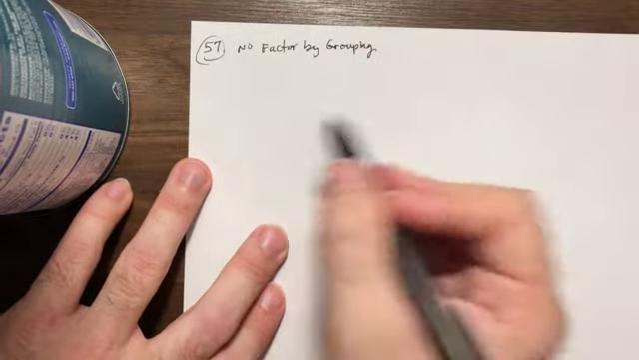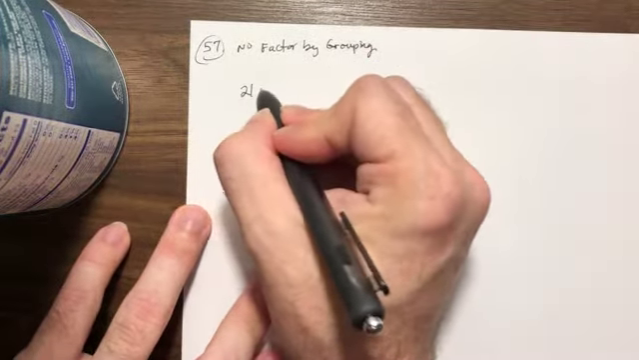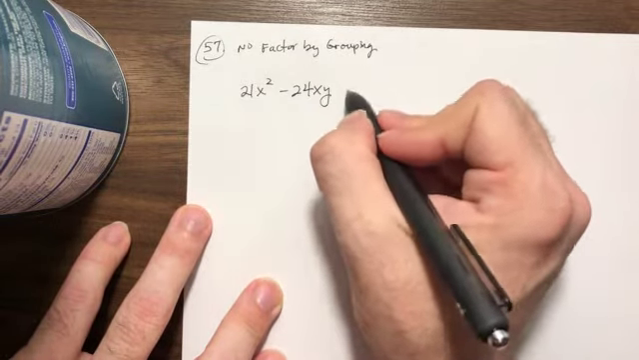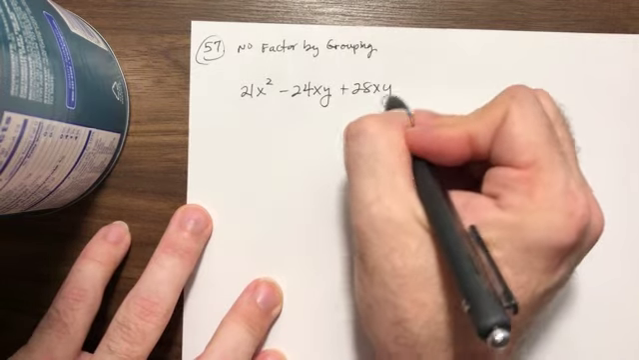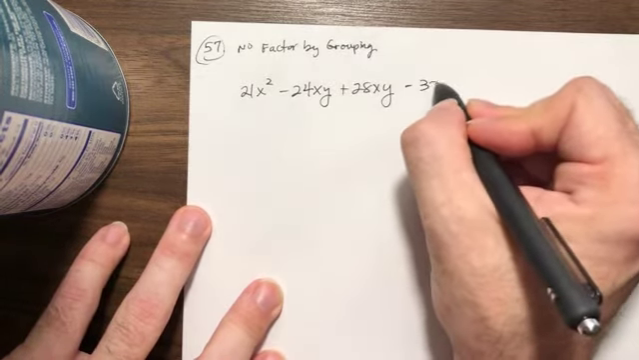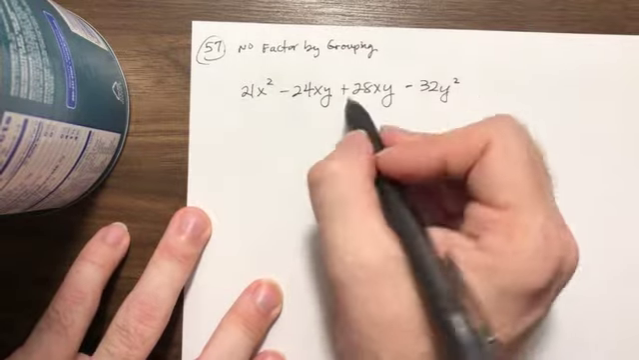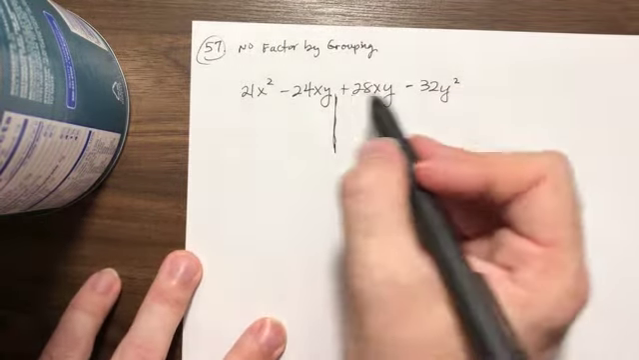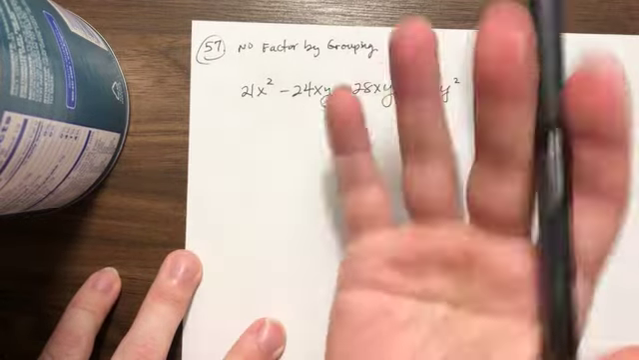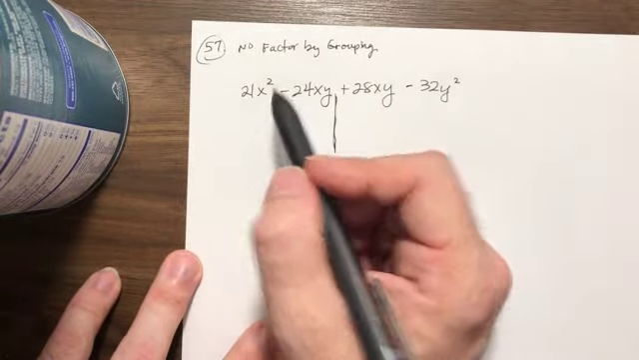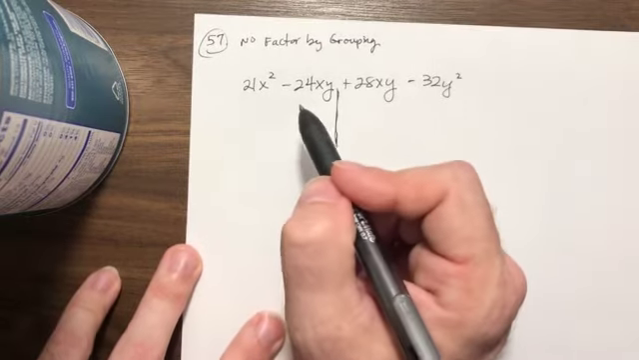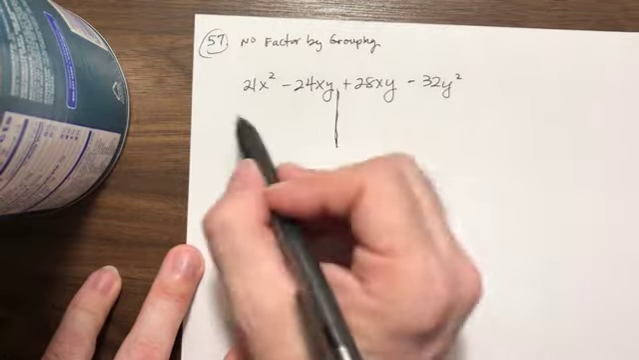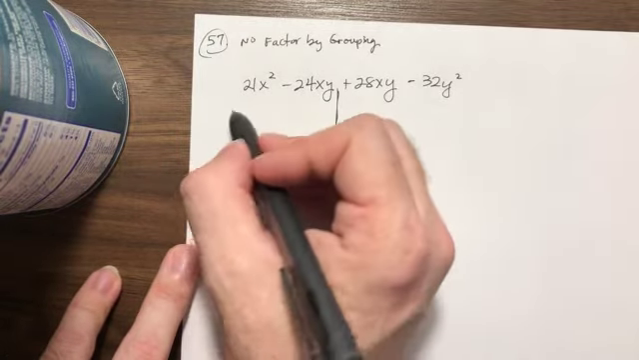But I'm going to show you one just so you know how to do it. So we have 21x squared minus 24xy plus 28xy minus 32y squared. All right, so with factor by grouping, you want to split it up in the middle. And then you want to do GCF on both sides. So this would help to understand GCF a little better because there's a GCF problem on the final that's not on the worksheet. So this is a way of looking at GCF.